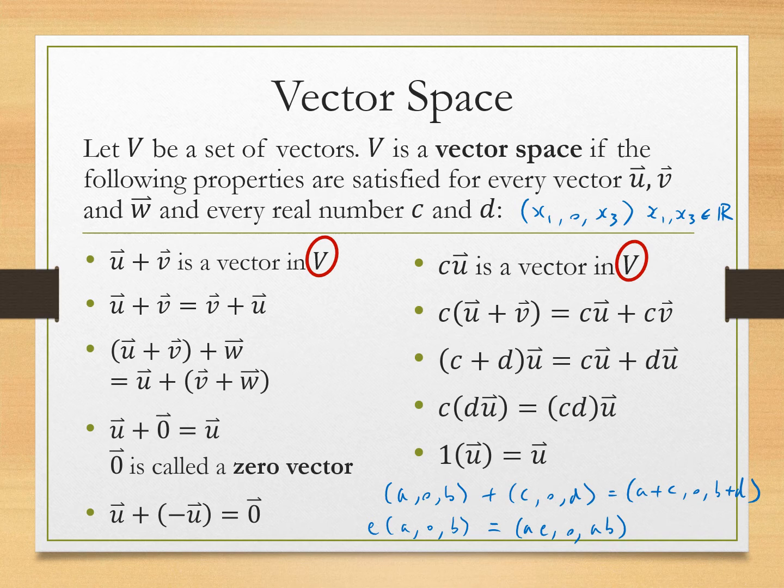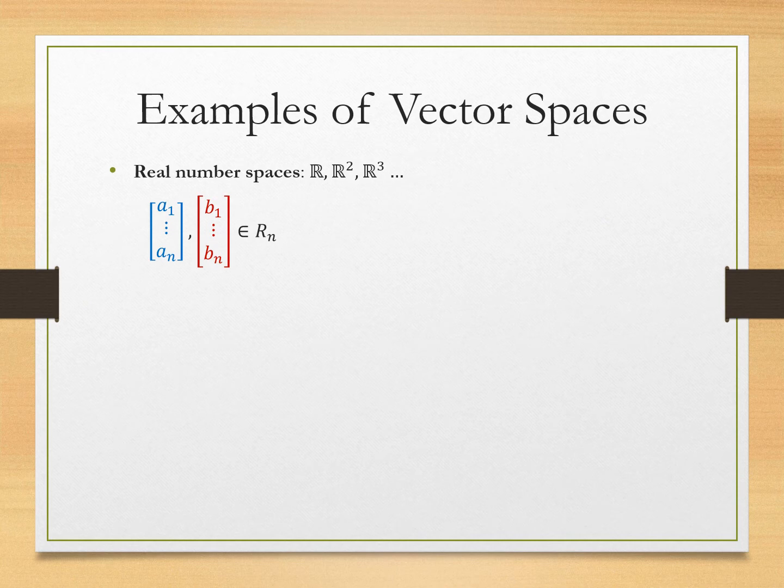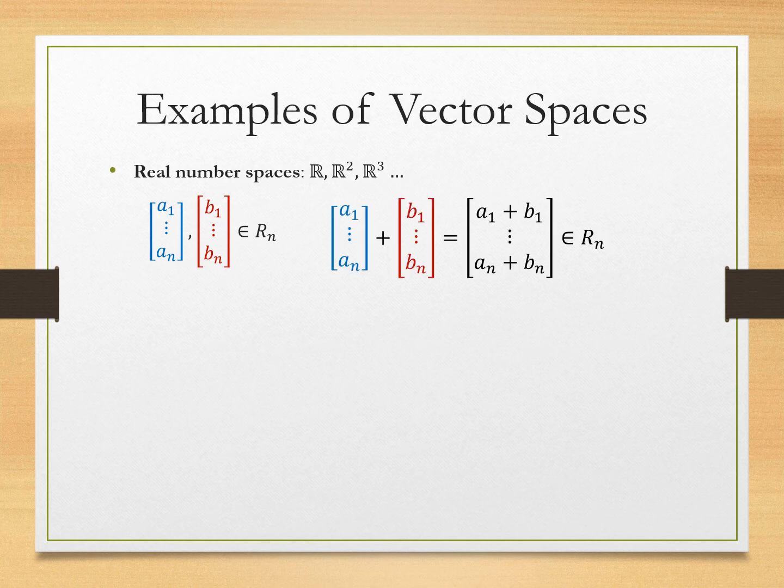So what are some common examples? Here are some common examples. First, all real number spaces are vector spaces. So one-dimensional, two-dimensional, three-dimensional real number spaces, these are all vector spaces, because regardless of how long the vector is, when you add two vectors up, it results in a vector of the same dimension, right?